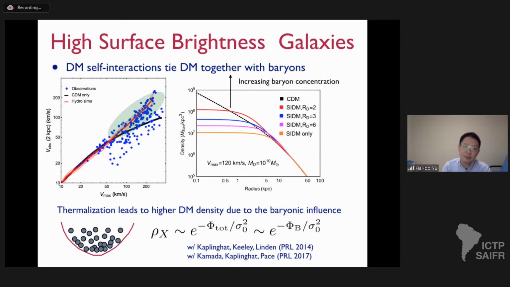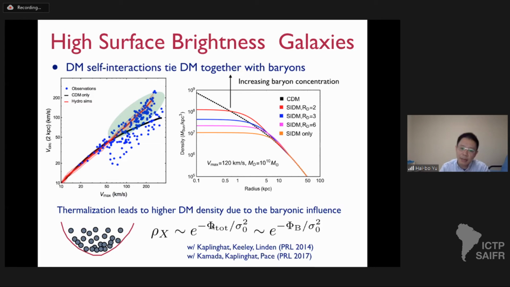They need cusps, right? So in early days, people thought of the core versus cusp problem. People always thought that maybe in dwarf galaxies, you always see density cores. This is not the case, actually. You see both cores and cusps, depending on the galaxies. And most of those galaxies are so-called high surface brightness galaxies, which means the baryons dominate the central region. In particular, the stellar mass dominates the central region.